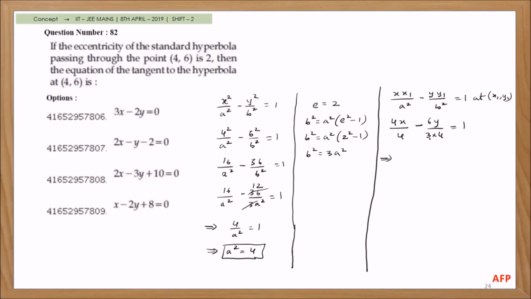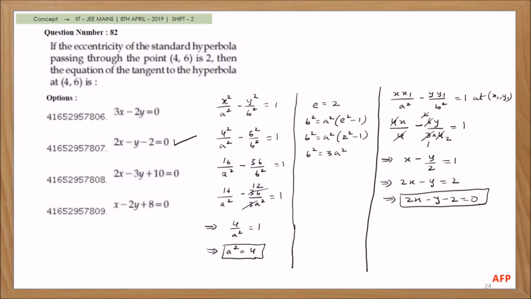So this implies, you can go for cancellation, x minus y divided by 2 is equal to 1. So this implies 2x minus y is equal to 2. So this is nothing but 2x minus y minus 2 is equal to 0. This is the equation of the tangent at the given point (4, 6). So which option follows? Option 2 follows.